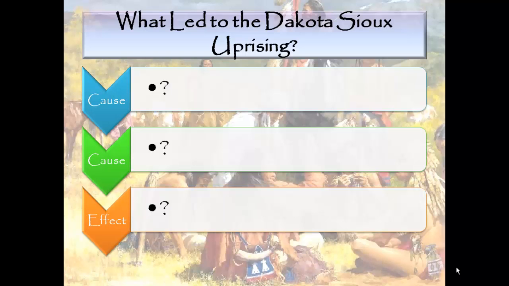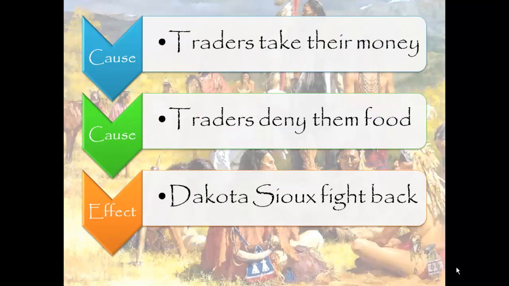So what led to the Dakota Sioux Uprising? We talked about the cause and what led to that effect. So again, pause here, put that in your notebook, try to answer those, and I'll show you the answer in just a moment. Here's the answer. The traders take their money, the traders deny them food, and as a result, the Dakota Sioux are forced to fight back. Make any corrections, and make sure that you have that in your notebook.